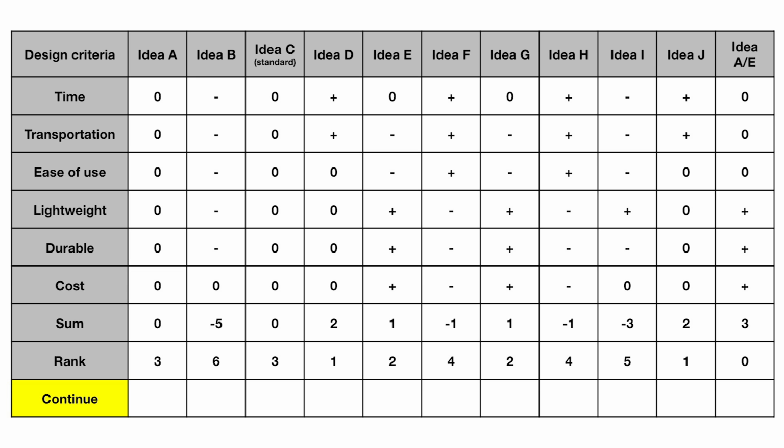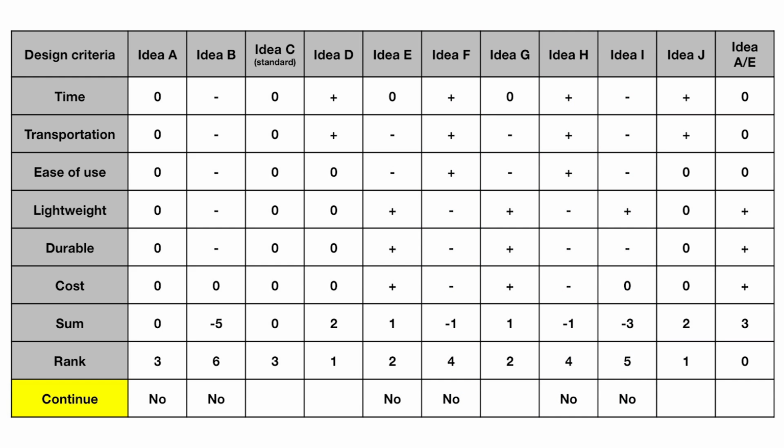Step 7 is to select the concepts to move forward for more evaluation. So first, let's consider the solutions to be thrown out. Solutions A and E were combined, so they can be removed. Solution B scored a -5, so it should definitely be removed. We should also remove solutions F, H, and I because they all have negative values.